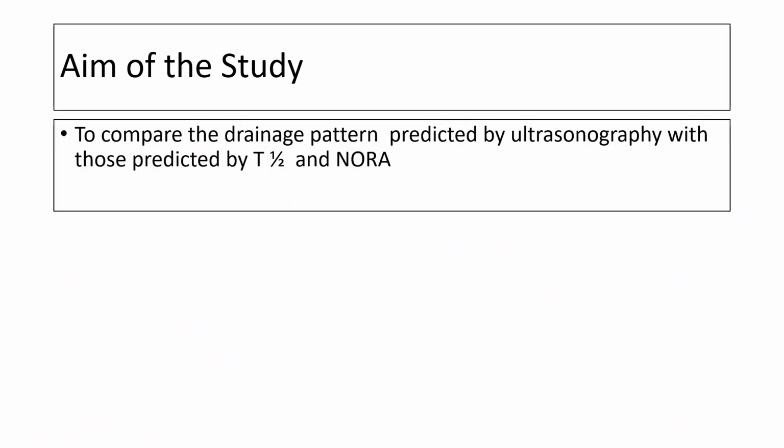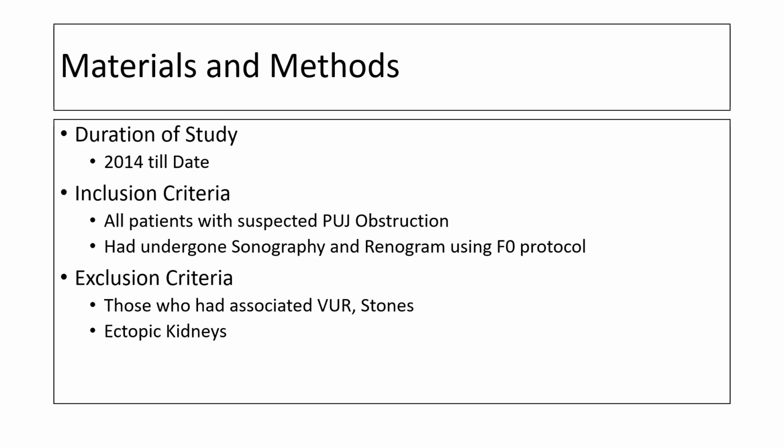The aim of the study has been to compare the drainage pattern predicted by ultrasonography with those predicted by T-half and NORA. We started doing this study from 2014. It is still continuing. All patients with suspected PUJ-like obstructions were included in the study, provided they had undertaken a sonography and a renogram based on F0 protocol. Those patients who had associated reflux, stones, or ectopic kidneys were not included in this study.